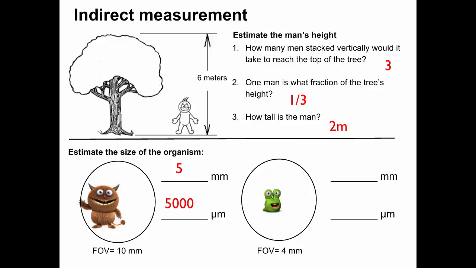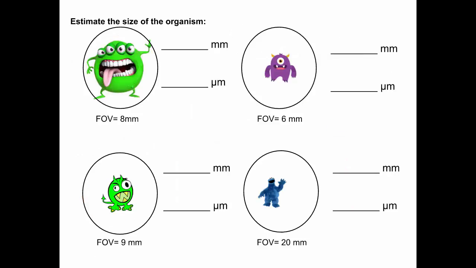Okay? Here, I have a different field of view. I must be on a different power. It's 4 millimeters. Yeah, so this is about 1 millimeter, or 1,000 micrometers. On the top? 6. Well, it depends if you're including his arms, right? He's going like this with his arms, so we're going to include his arms. Let's say he takes up the whole field of view. It's 8 millimeters, 8,000 micrometers.